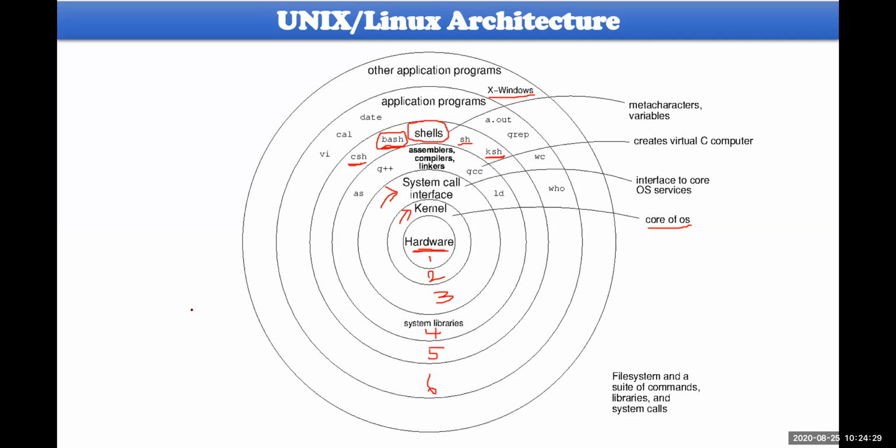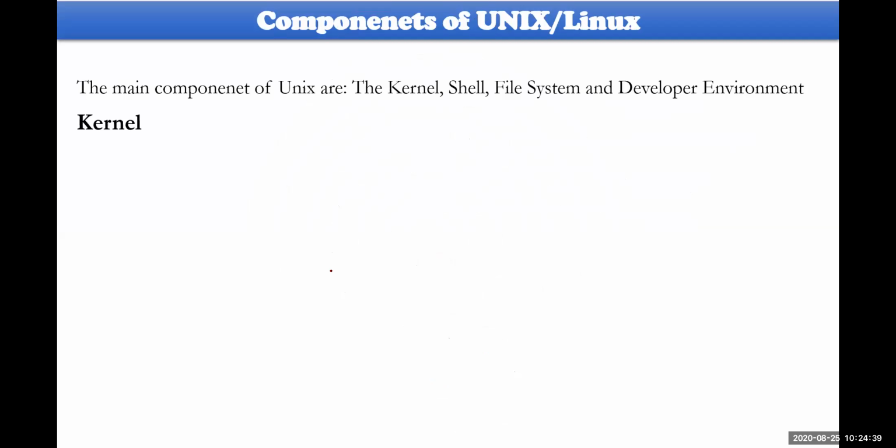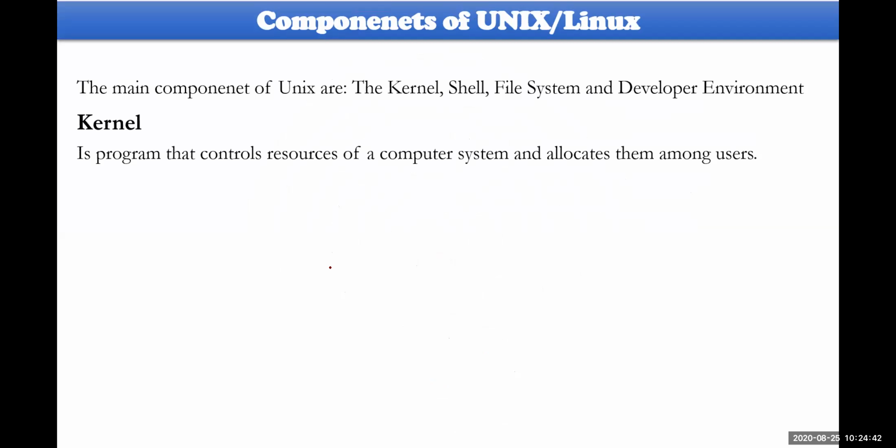Okay. So this is about the architecture of your Linux operating system, followed by what a kernel is. The main components of Unix or Linux operating systems are, number 1, the kernel, number 2, the shell, number 3, the file system, and number 4, the developer environment. These are the 4 different components of the operating system, which is Linux or Unix.